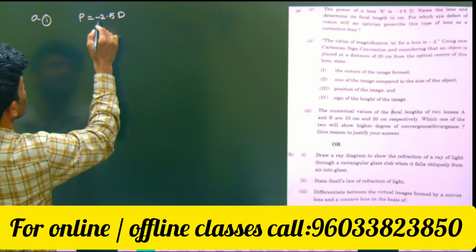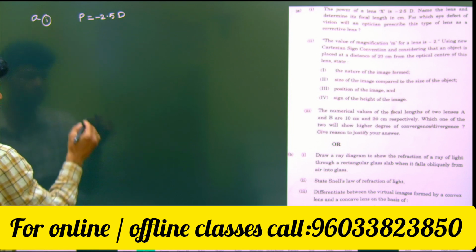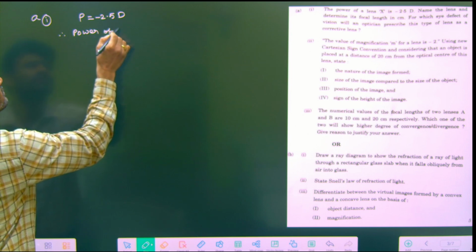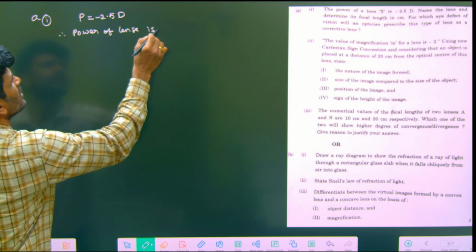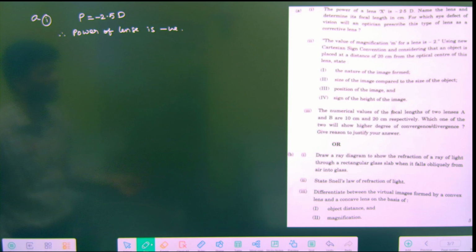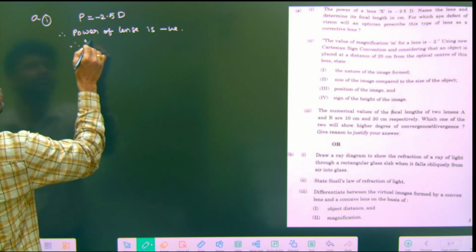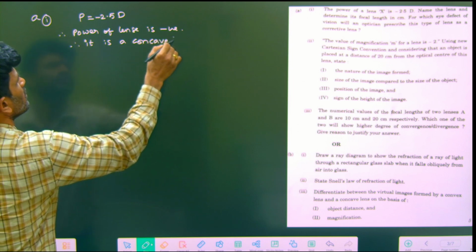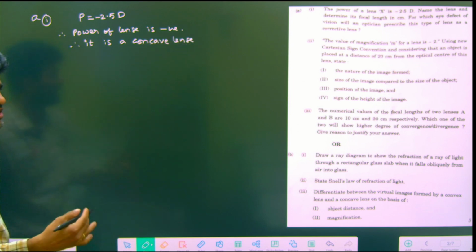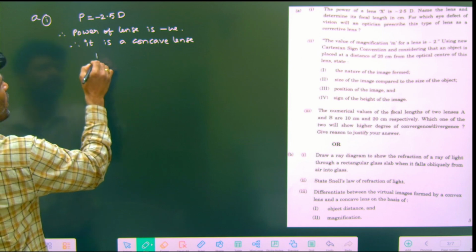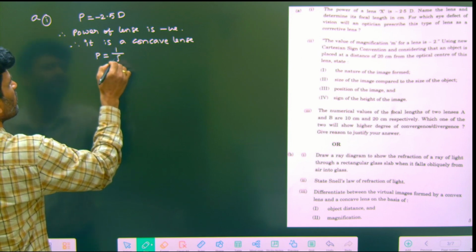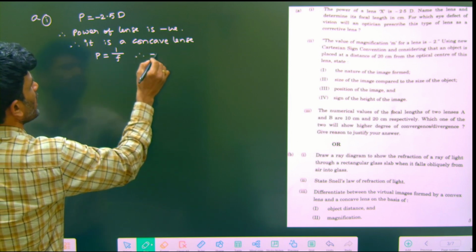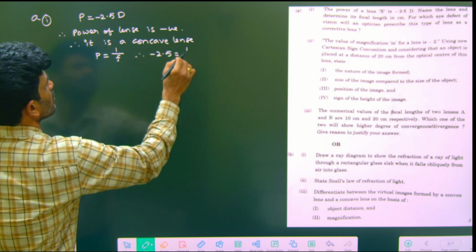When power of lens is negative, focal length is also negative. So power of lens is negative. Therefore, which type of lens will it be? Concave lens. Therefore, it is a concave lens. How can we find the focal length? We have the formula, power of lens is equal to 1 by f. So here by using this formula, minus 2.5 is equal to 1 by f.